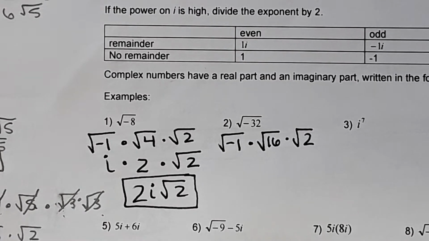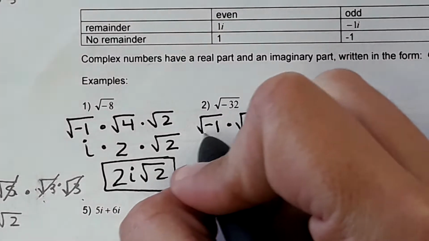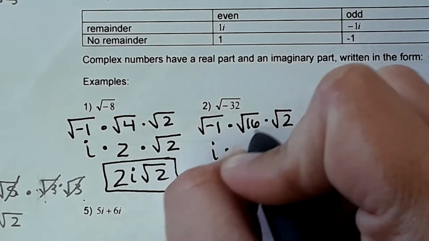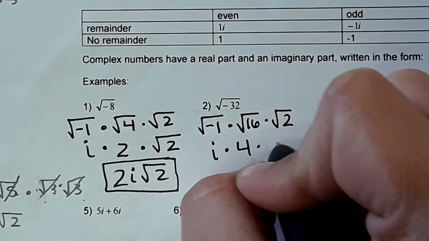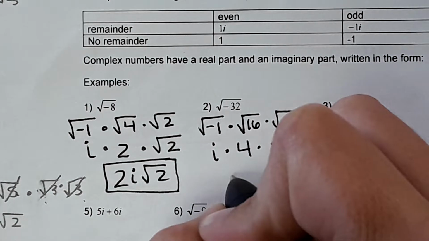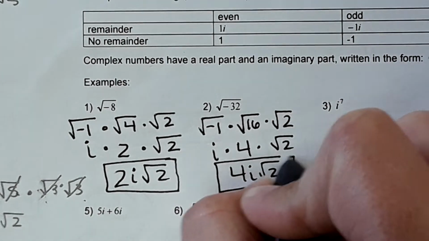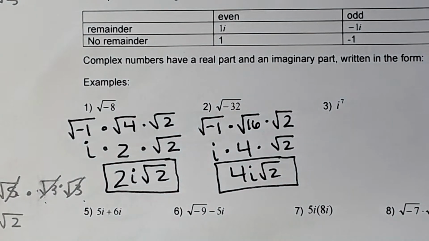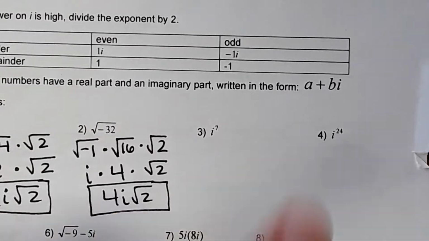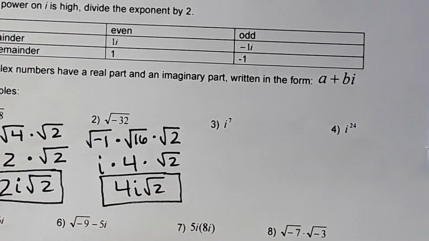Okay. So from here, the square root of negative 1 is i. The square root of 16 is 4, and then the square root of 2. So this would be 4i square root of 2. Good? Okay, so now for these two problems we're going to need this chart.